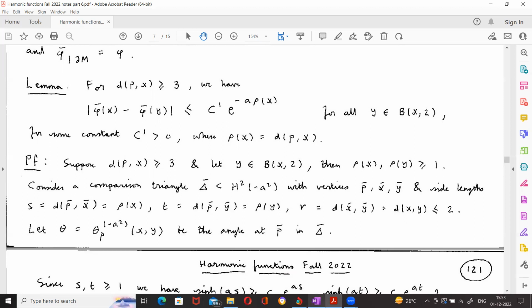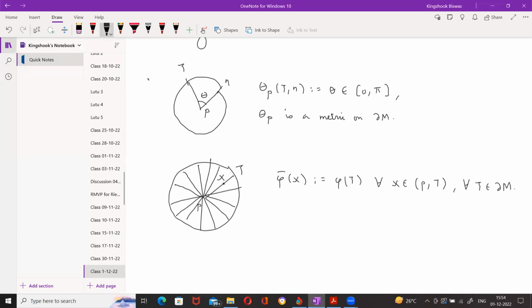So what does this mean? This means that if I take x, which is outside a ball of radius 3 around P, and I take a ball of radius 2 around x, then if I take a point y here, then |phi bar(x) minus phi bar(y)| is less than or equal to a constant times e to the minus a rho(x).